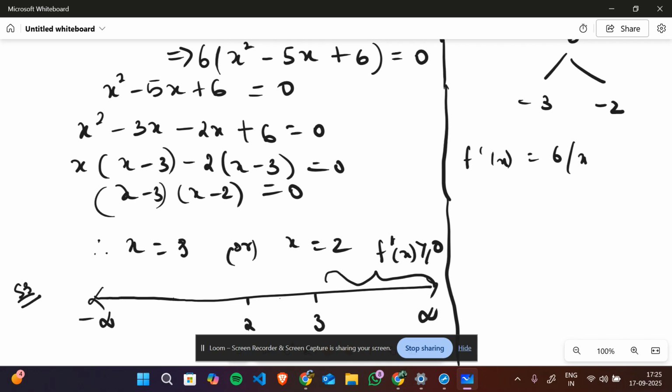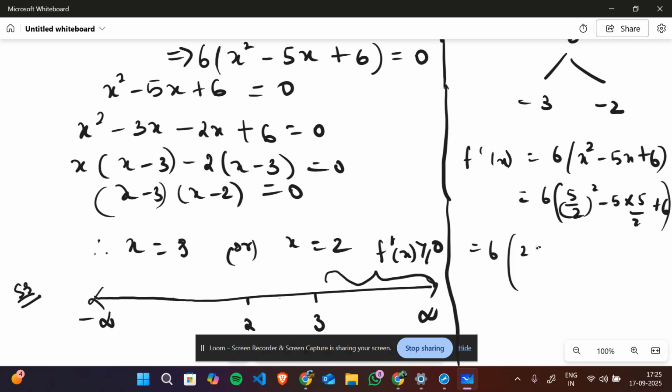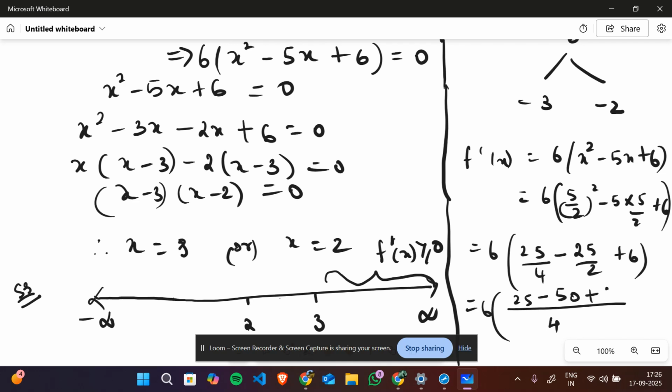So this is 6 into 25 by 4 minus 25 by 2 plus 6, which is 6 into 25 minus 50 plus 24. So this is 6 into minus 1 by 4, which is negative. So between 2 to 3, your f dash of x is less than 0. F dash of x is less than 0 in this interval.